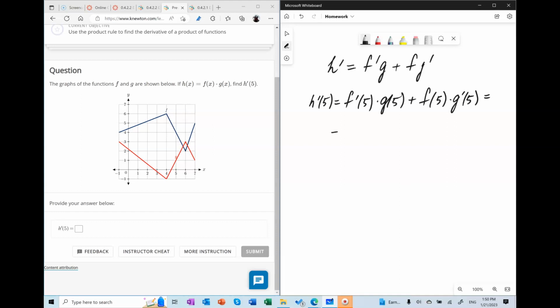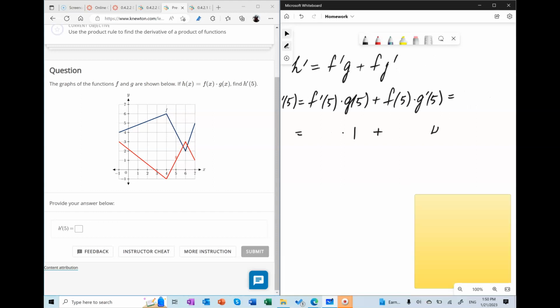And looking at the graph, we know that g of 5, g is the red graph, so at 5 it's equal to 1. f of 5 is the blue graph, that's 4.